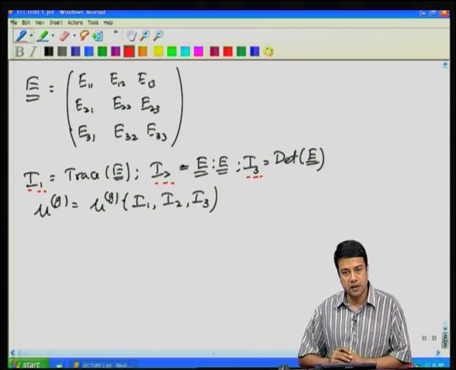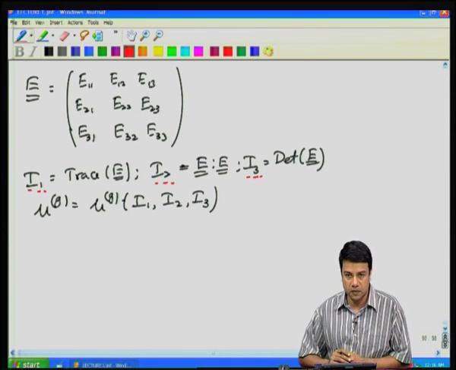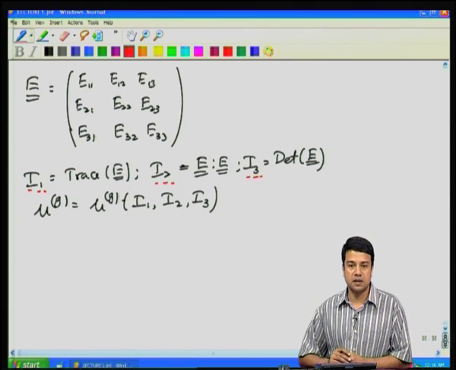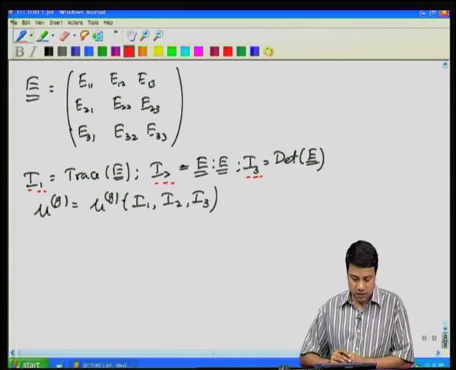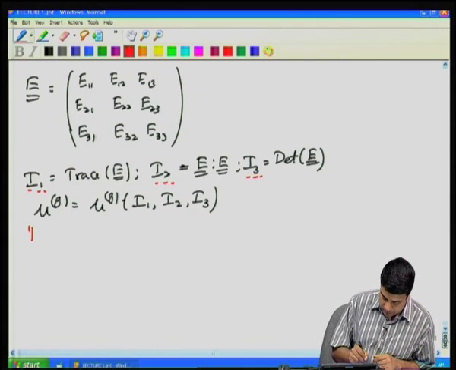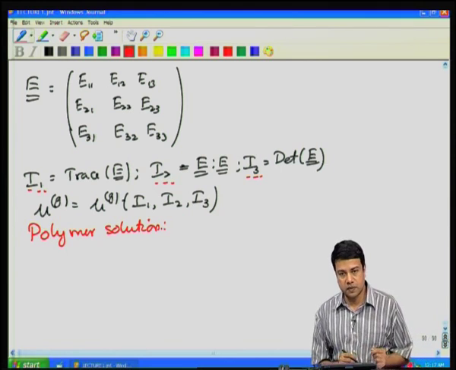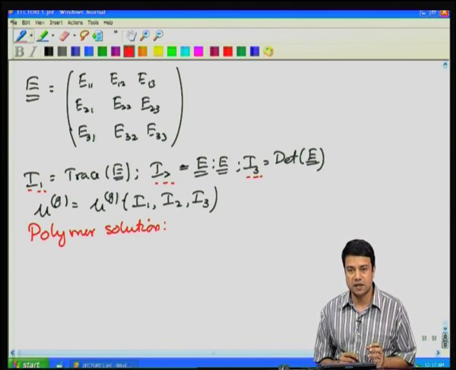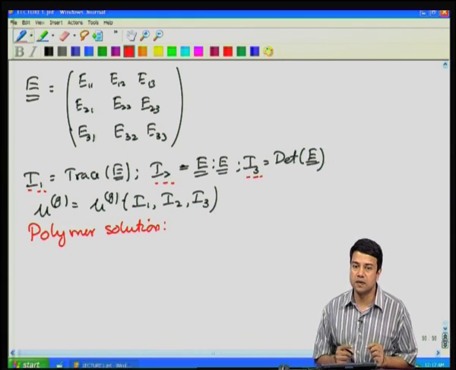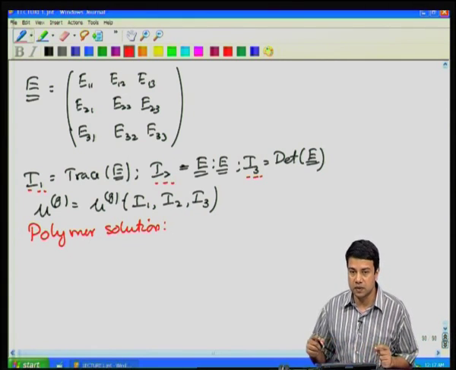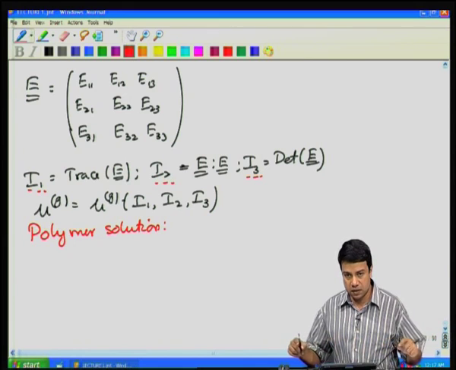You could have more complicated cases. For example, if I have polymeric solutions, if I have liquid crystalline media, the stress in these cases may depend upon things like conformation, for example. In the case of a polymer solution, you know that the polymer is basically a long chain molecule consisting of monomers which are covalently bonded with each other. So, it is a long linear molecule.